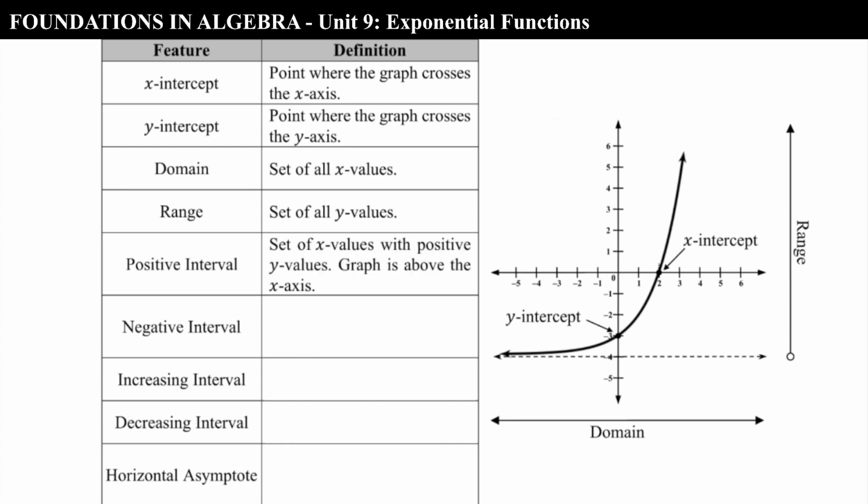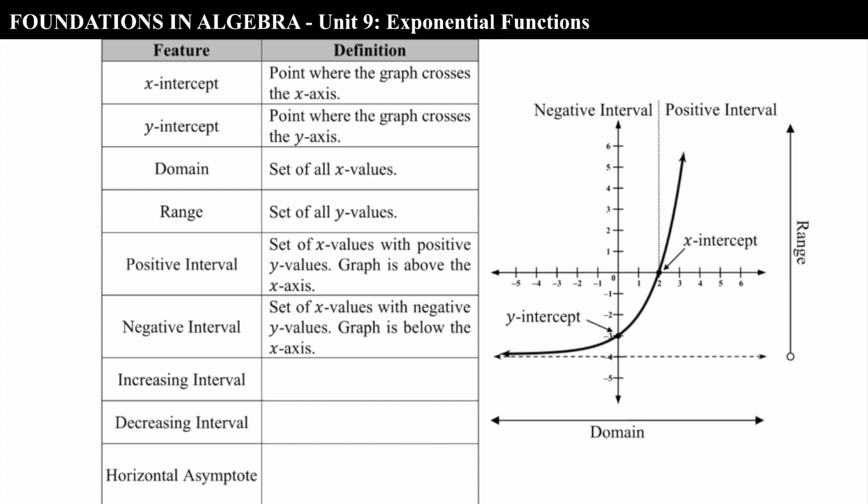Our positive interval is the set of x values with positive y values, or in other words, where is the graph above the x-axis. So the positive interval is located to the right of this dotted line because it is at the x-intercept that we start being positive, and we're positive from 2 to infinity. Our negative interval is the set of all x values with negative y values. So the graph is below the x-axis, so that would be on the left-hand side of that dotted line, because everything left of that dotted line is below the x-axis. So it would be from negative infinity to 2.